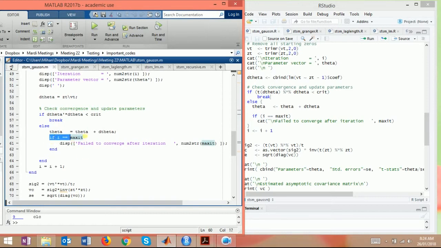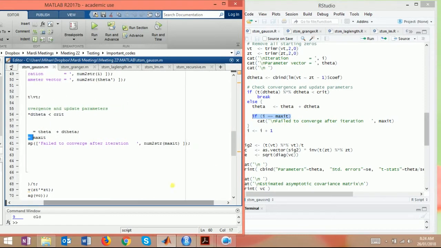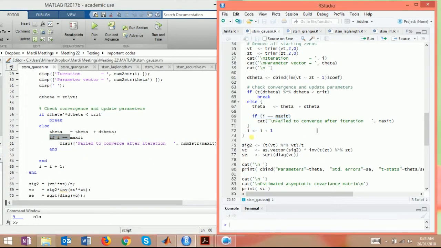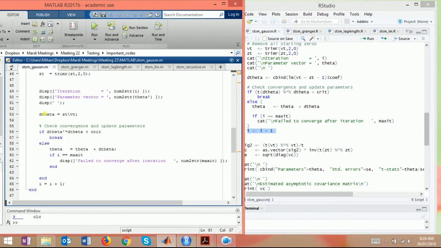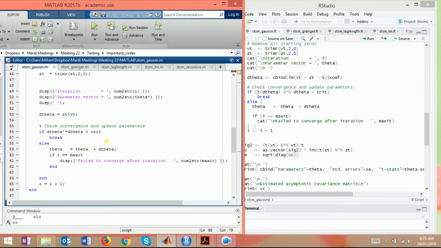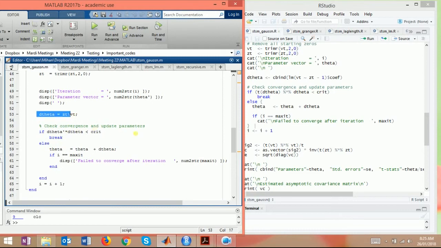Inside the nested if, if we reach the maximum number of iterations, you see after the if in R we do a first bracket, concatenate and display failed to converge, number to string, maximum number of iterations, and we end it. Then we continue to update our i, right? Because it's a while loop. We want our while loop to start from 1 and continue with i plus 1, and the while loop ends. So at the end we have the estimated theta, the estimated v, the estimated z, and the estimated del theta.